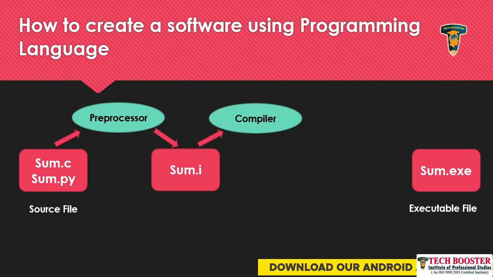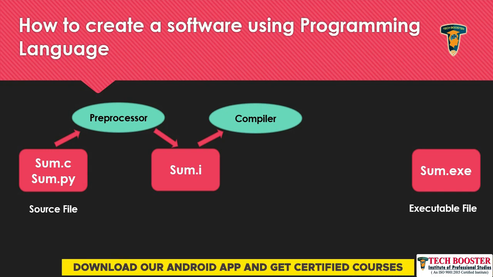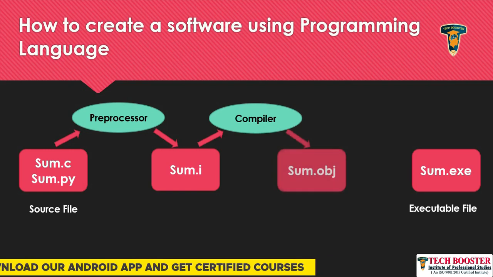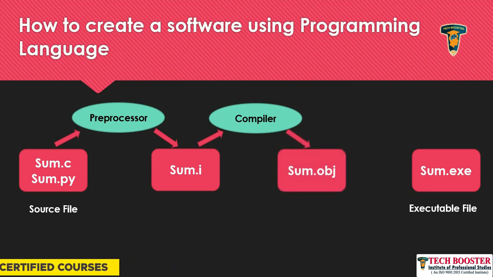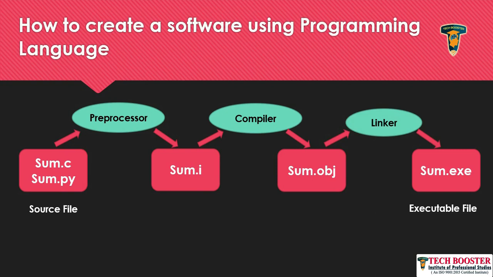Then once you pass your .i file through a compiler, your output file will be an object file whose extension will be .obj. Now once you have this .obj file, we'll again pass it through a linker. Now once you pass your .obj file through your linker, you will finally have your executable file, which you can also call software, and that particular file can be read and understood by a particular operating system.